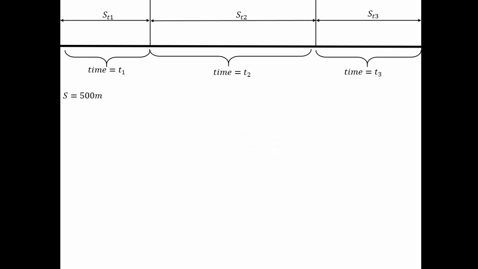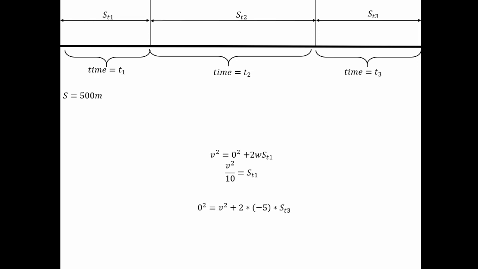Now we use Newton's equation, v square is equal to u square plus 2as, in the case of acceleration. So v square is equal to 0 square, because our initial velocity is equal to 0, plus 2 times acceleration times s t1. So v square is equal to 10 times s t1. So v square by 10 is equal to s t1.